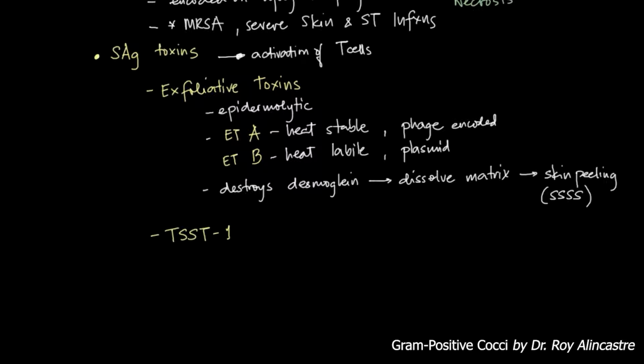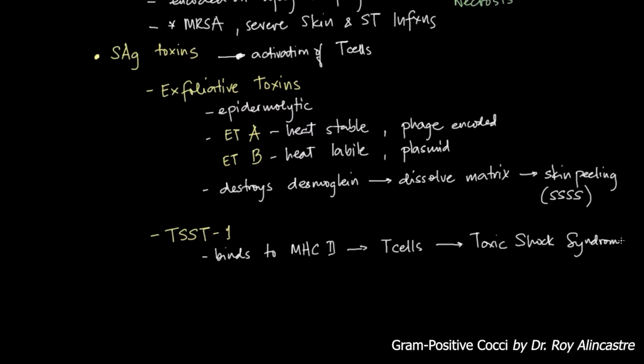So TSST-1 binds to major histocompatibility complex class 2 molecules. Remember what Dr. Pilones taught? So this causes stimulation of T cells, and this promotes the manifestations of toxic shock syndrome: fever, shock, multi-system involvement, or even multi-organ failure. By the way, when we say shock, we do not mean emotional shock. This refers to shock that may manifest as hypotension and tachycardia.